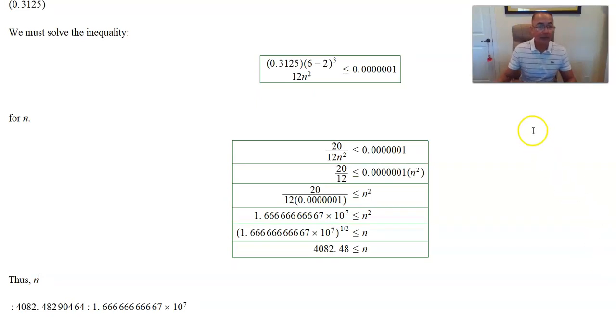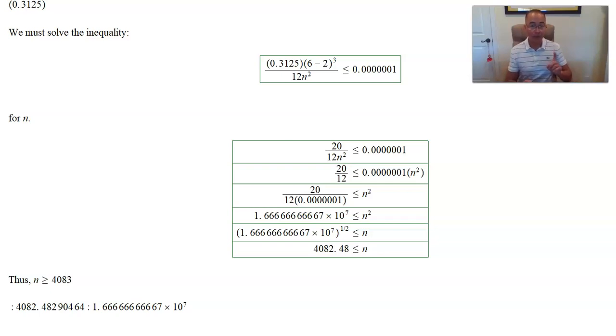N has to be at least, let's write it more naturally, as at least 4,081, 82, or 83. Those are your three choices. Which one should it be? I hope you answered 4,083.